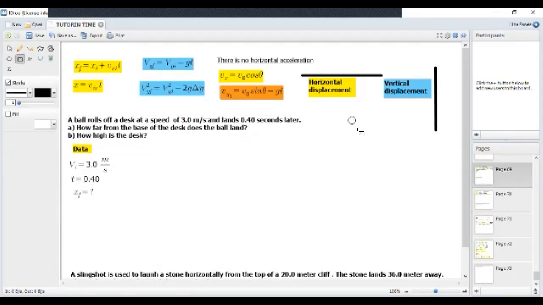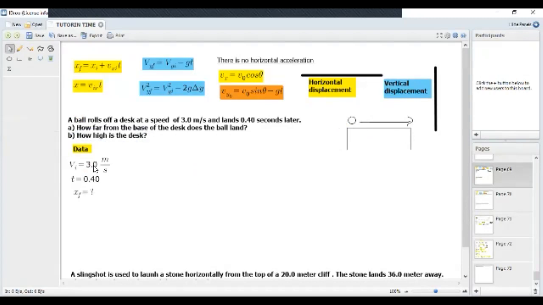Imagine that this is your ball, and then you have a desk, and the ball is rolled off the desk. So as you can see, it's a horizontal displacement. Then in the second part, it's asking you, how high is the desk? When you say how high is the desk, it's asking you for the vertical displacement. So first, we are going to solve the first exercise.